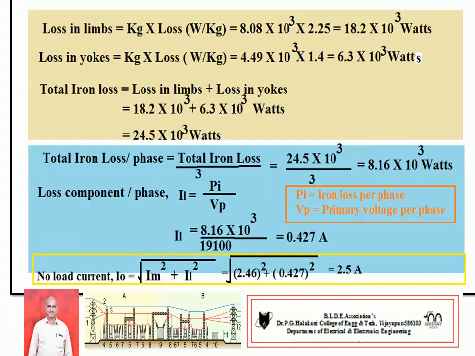You know the magnetizing current per phase, we know the loss component of current per phase, then finally the no load current. No load current I naught per phase equals square root of Im square plus IL square. So finally we are going to get 2.5 ampere.